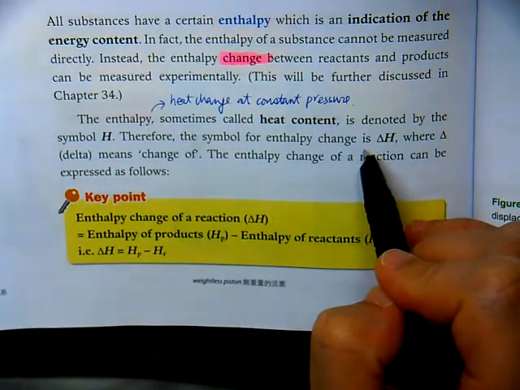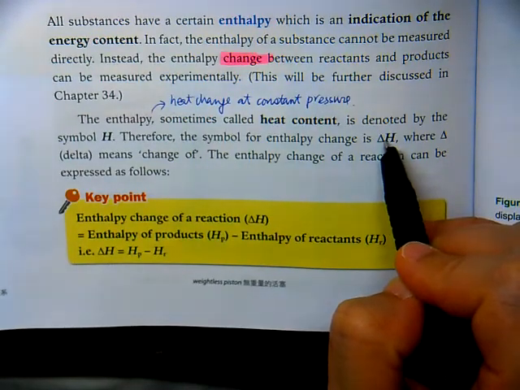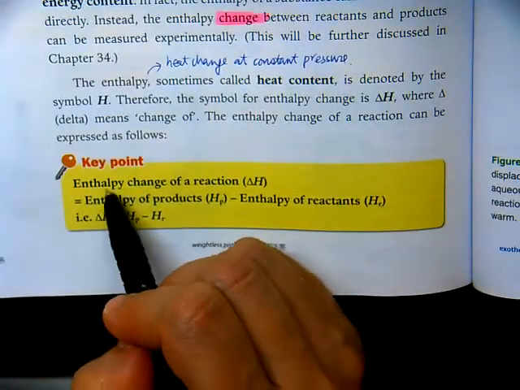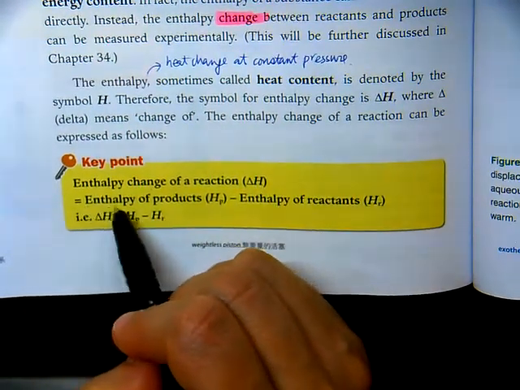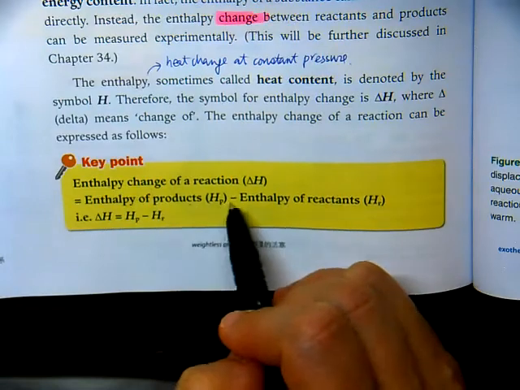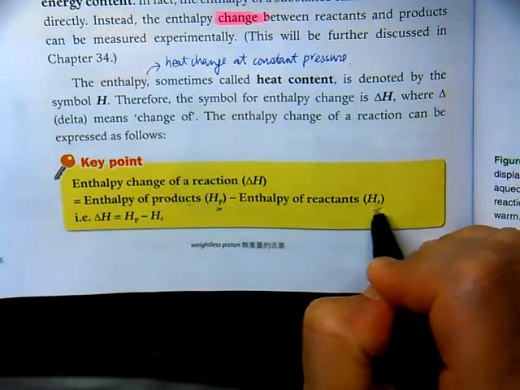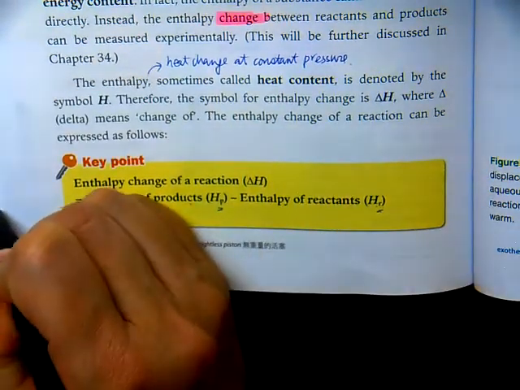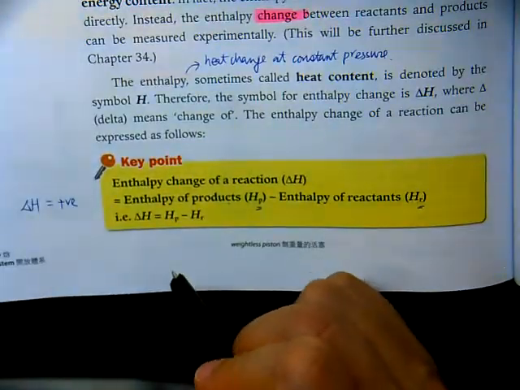If we are talking about enthalpy change, we'll add a delta before H. Delta means change in enthalpy. By definition, enthalpy change of a reaction, delta H, is equal to the enthalpy of products minus enthalpy of reactants. Product minus reactant. Understand? So, by using the video, if delta H is positive, what does it mean?